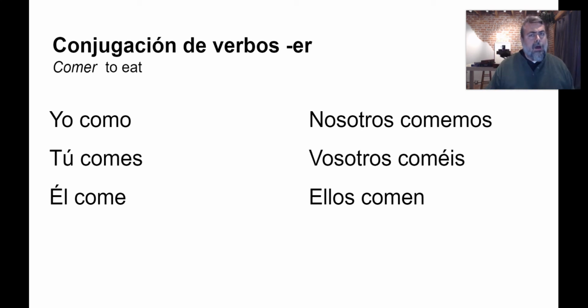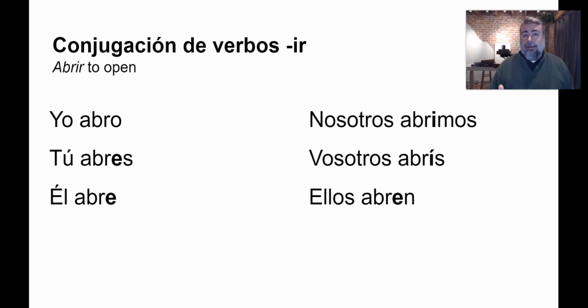The third most common regular conjugation is IR. It occurs less than AR and ER, and it is a little funkier. You should think of it as the cousin or brother of the ER conjugation. It's quite similar. It looks like an ER conjugation except for nosotros and vosotros. So you'll see I've put some letters in bold.